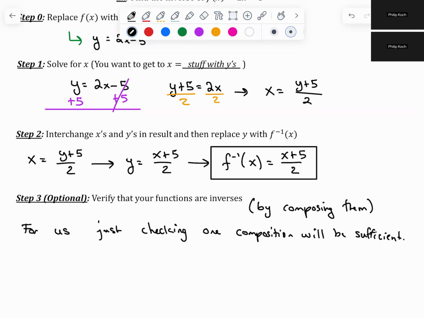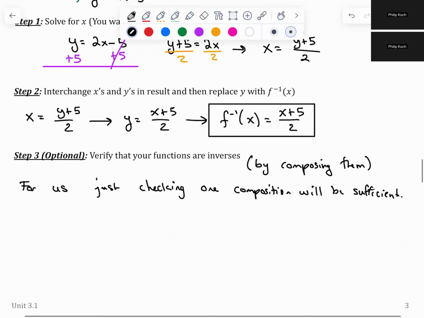Just checking one is enough. It's overboard. It's perfectly checking to make sure everything works out. To check that, if you found the inverse and you're pretty confident in your algebra, if you check one of them and you get back X, you're good. There's never going to be a time in this class where you get a left inverse or a right inverse. So it simply won't happen. So as long as you check one, you're probably good.